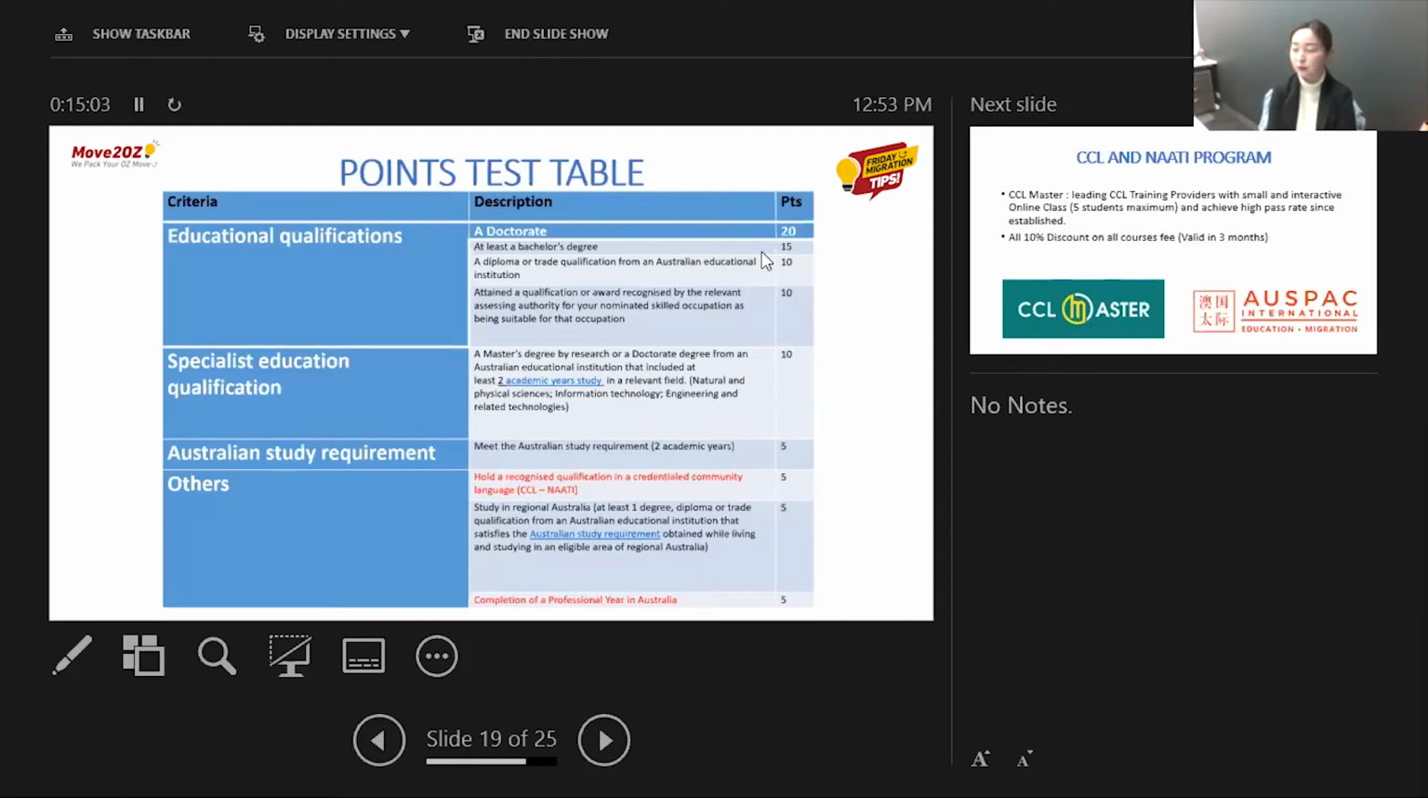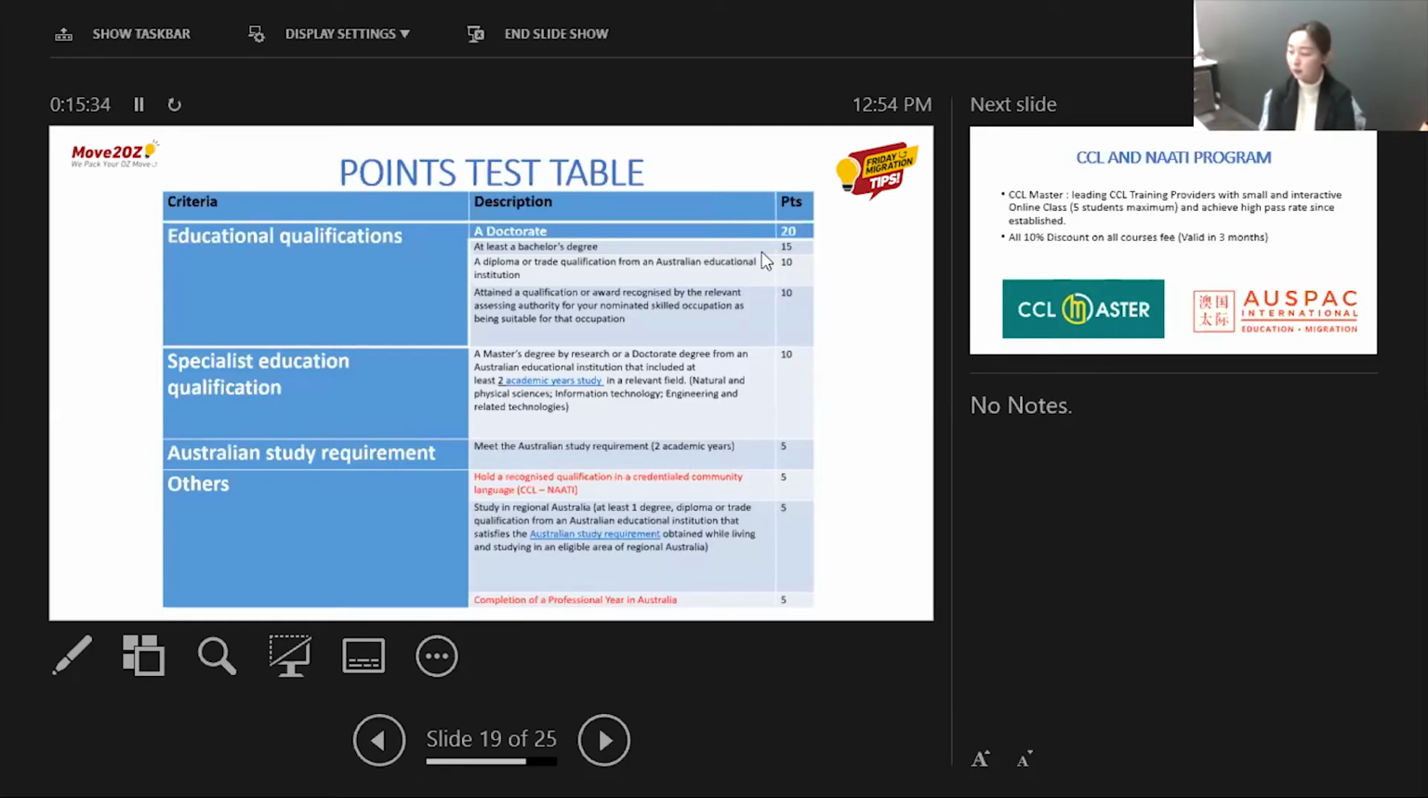Next one is the extra points for STEM courses. For STEM courses, you will have an extra 10 points, but it is only awarded to graduates with a master by research and also PhD graduates. That means if you are doing a STEM course, but it's a bachelor degree or master by coursework, then you are not entitled to get the 10 points. It's only for master by research and PhD.